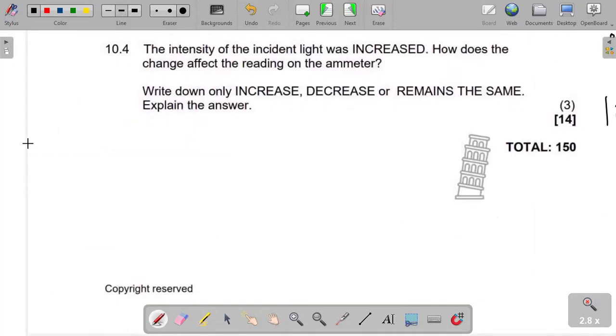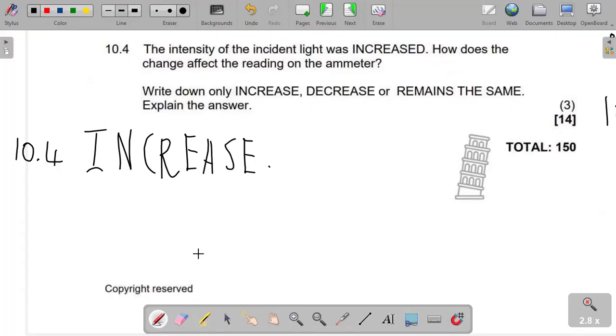10.4, they are saying something. The intensity of the incident light was increased. How does the change affect the reading on the ammeter? Write down increase, decrease, or remains the same. Explain the answer. Okay. So the intensity of light will increase. The reading will increase.